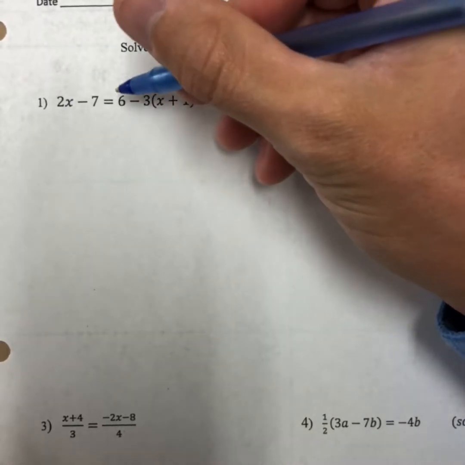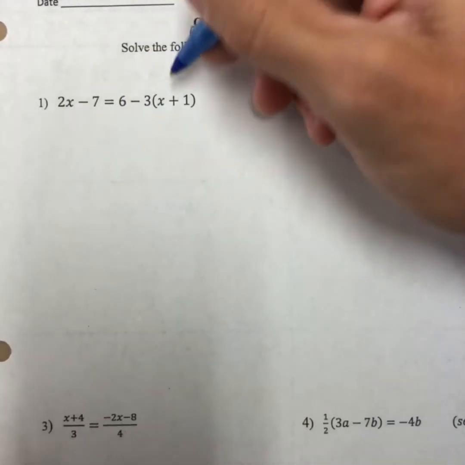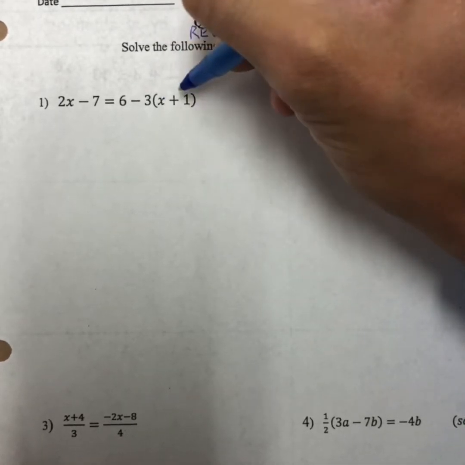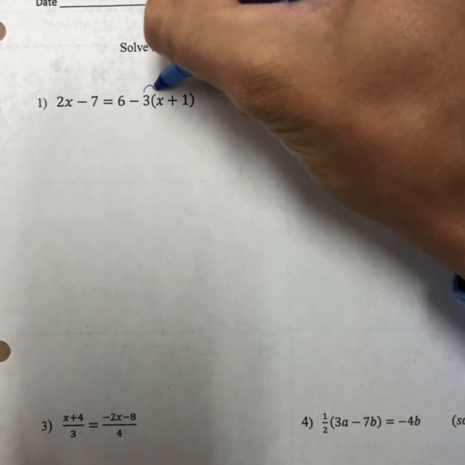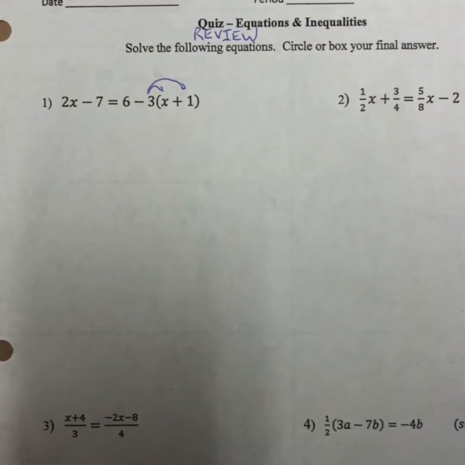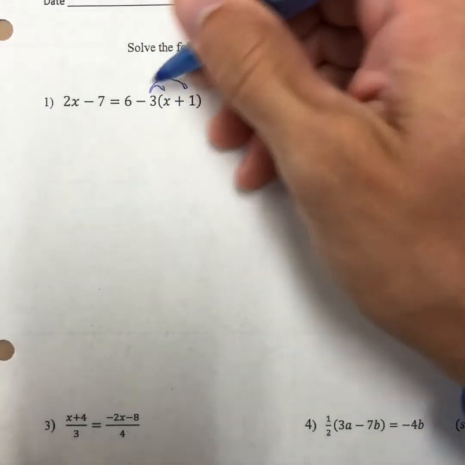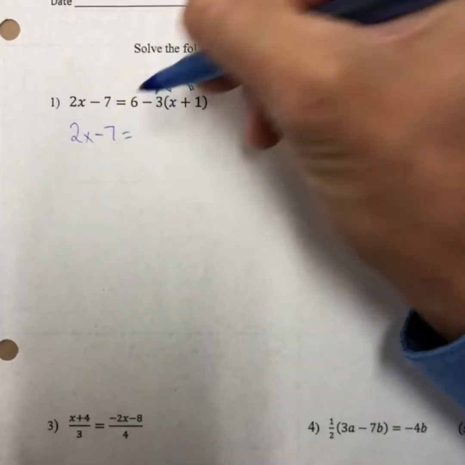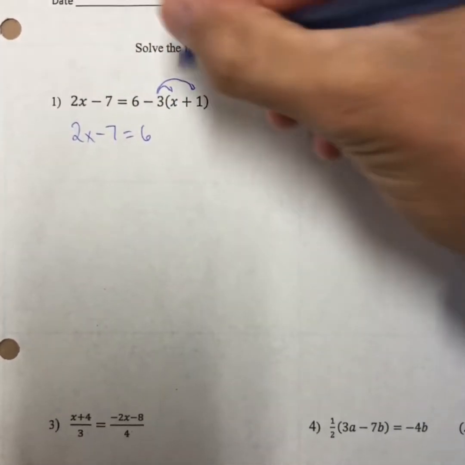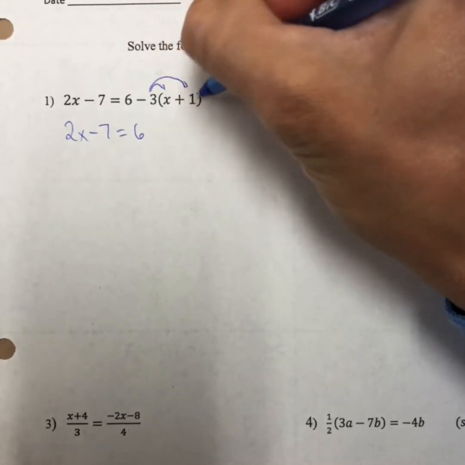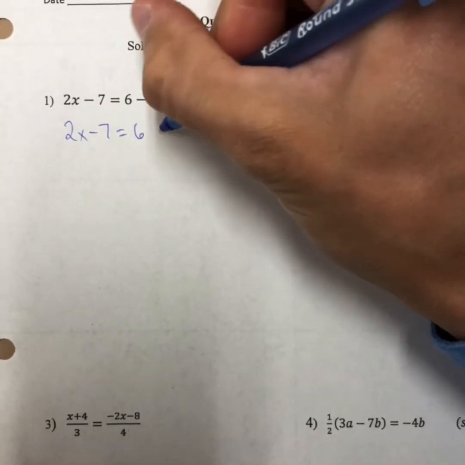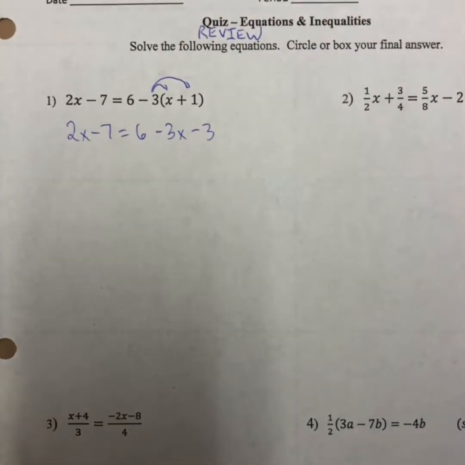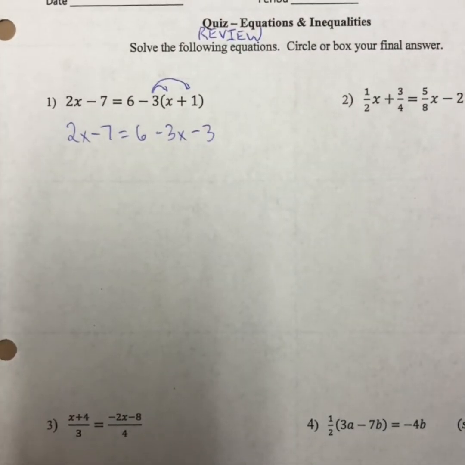So just starting off right from the top here at number one, first step, if you look at your notes, is to, whenever you see parentheses, look to distribute. So we're going to still draw our arrows here to keep our work organized. I'm going to bring down the 2x minus 7 on the left-hand side equals 6. And now I've got to distribute this negative 3 to whatever's inside the parentheses. So in this case, negative 3x minus 3. Just be careful with your negative signs, all right?